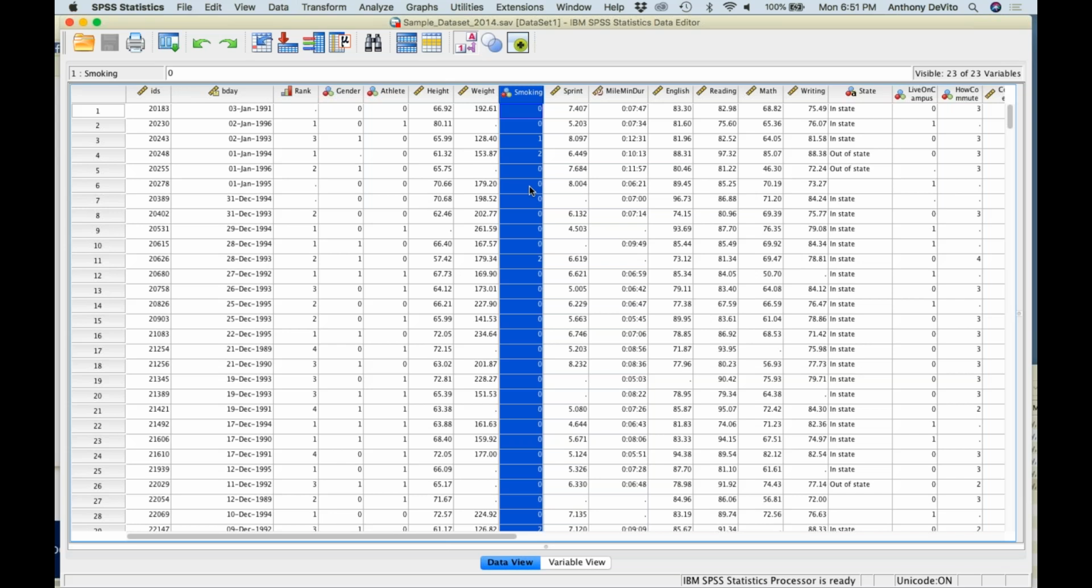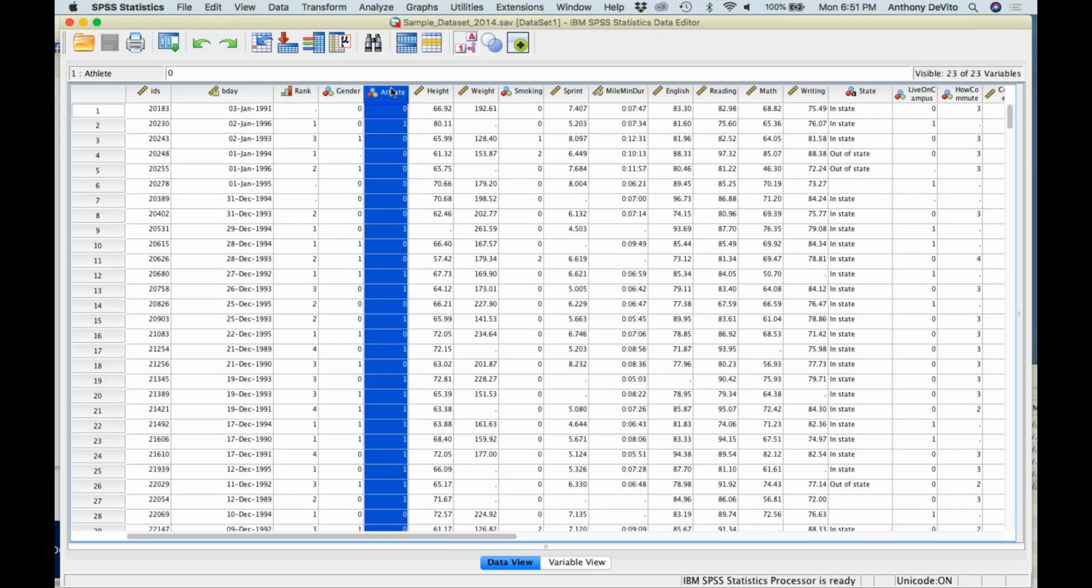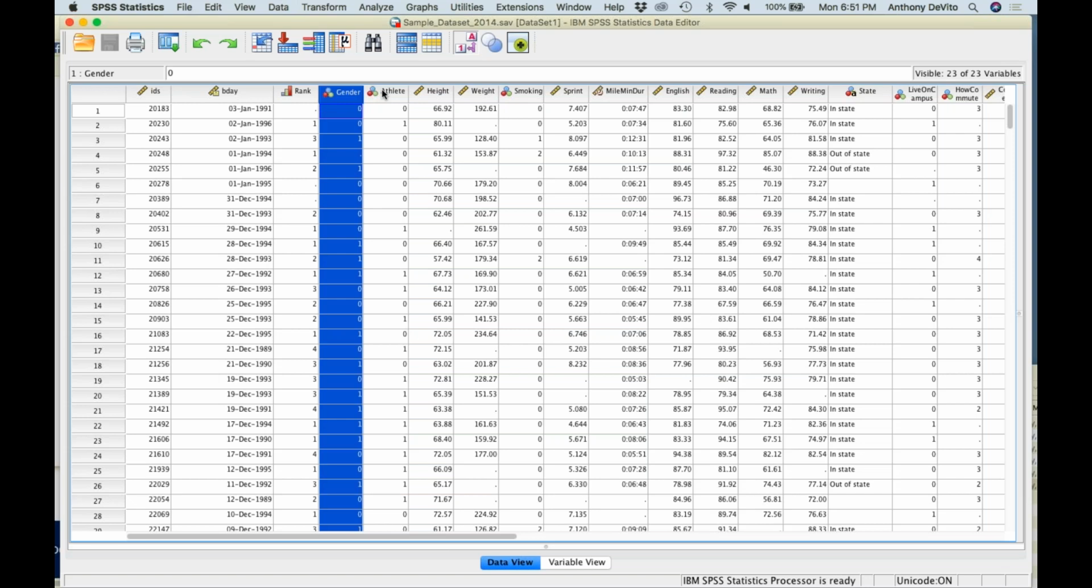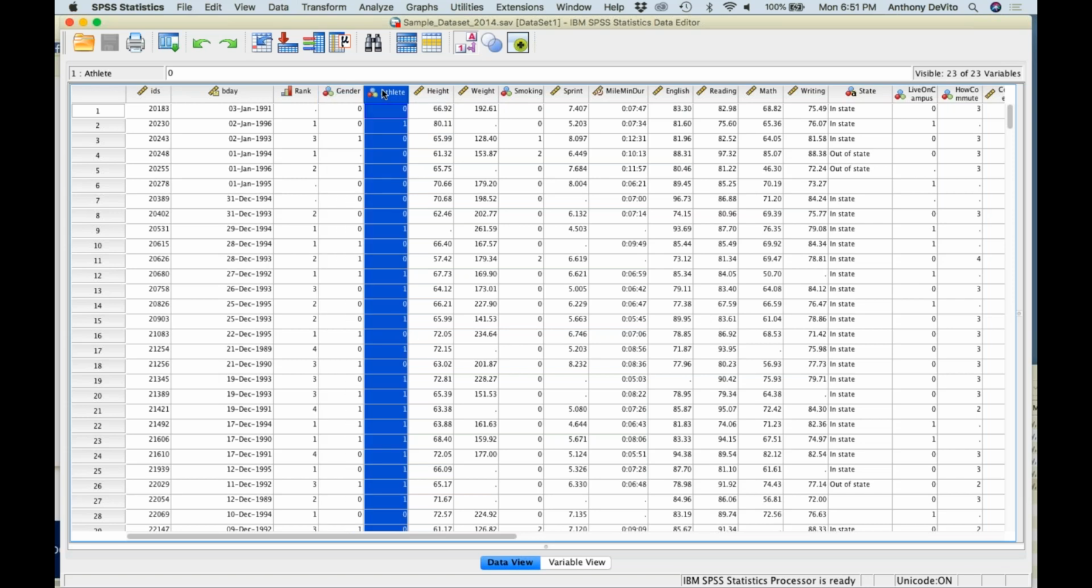Okay, so when we want to evaluate whether there's a relationship between categorical variables, for instance, gender and whether or not they take part in college athletics, right? Gender is male and female. Athletic is yes or no. They take part in it or they don't take part in it.